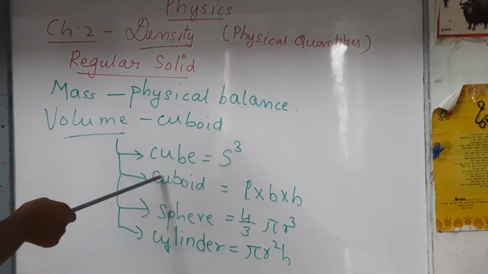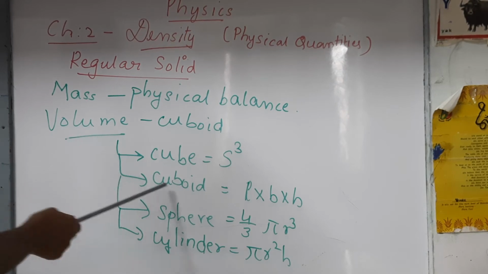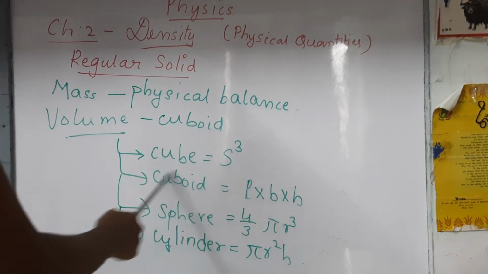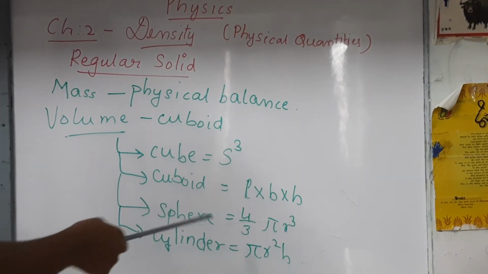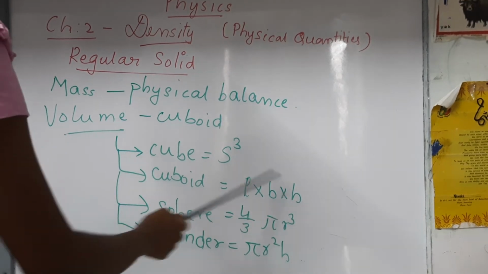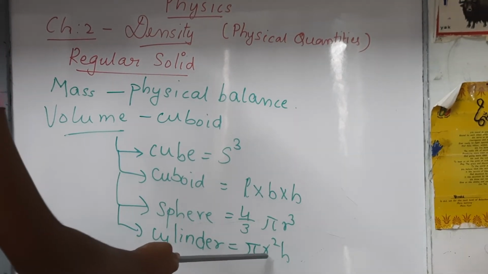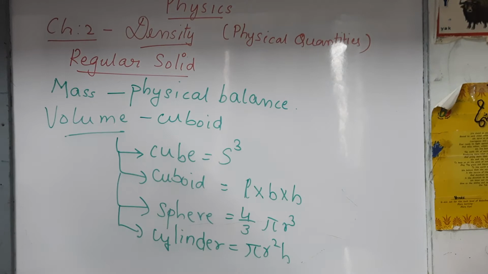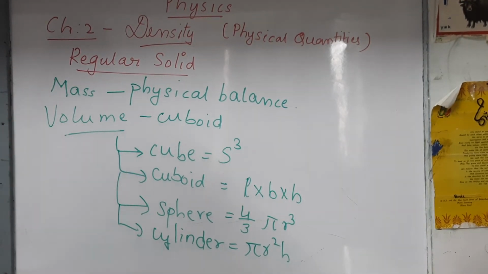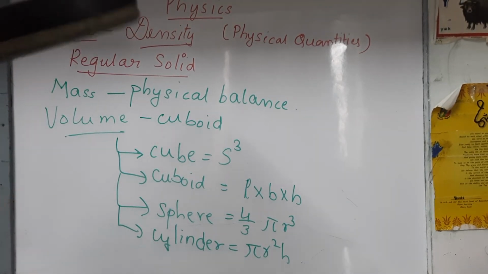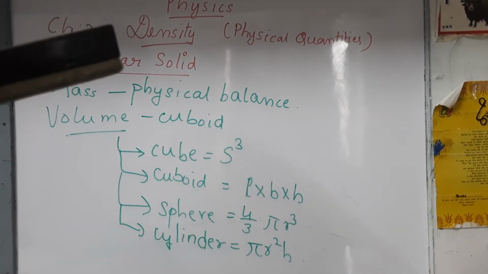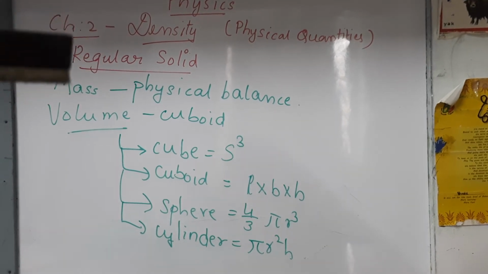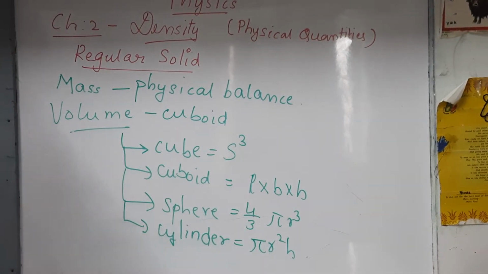So let me repeat the formulas. Volume of a cube is side cube. Volume of a cuboid is L into B into H. Volume of a sphere is 4 by 3 pi r cube. And volume of a cylinder is pi r square H. So using these formulas, we will find out the volume of any substance. For example, here we have to use the formula L into B into H, since this is the cuboid.